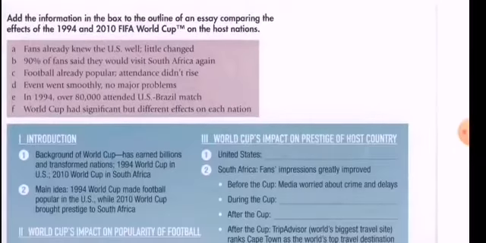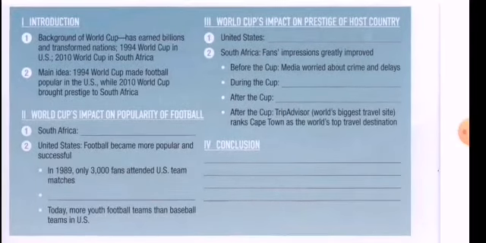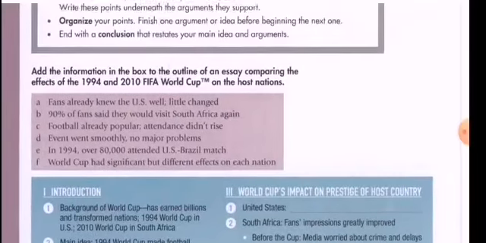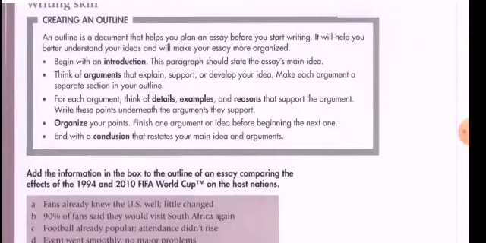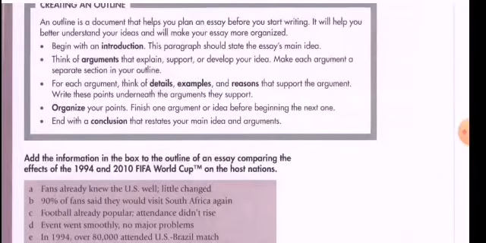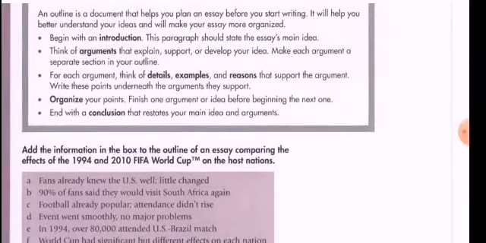You'll write about these two arguments, and below the arguments, details, supporting sentences, and reasons are given. So you should write them too in your outline. The third one: organize your points. Here, for each argument, think of details, examples, and reasons that support the arguments, and write these points underneath the arguments they support. Organize your points. Finish one argument or idea before beginning the next one.